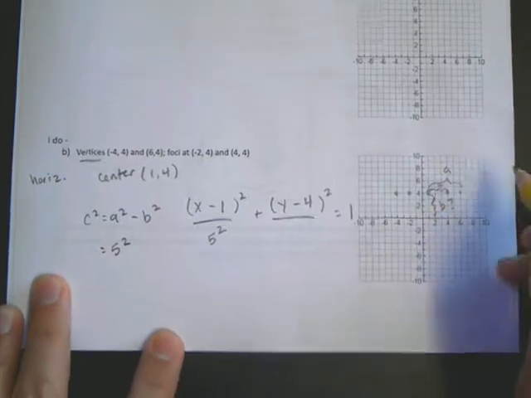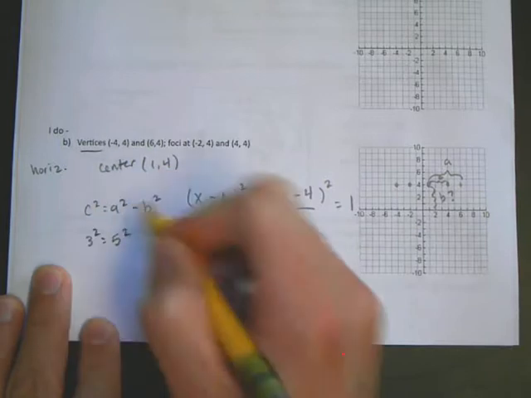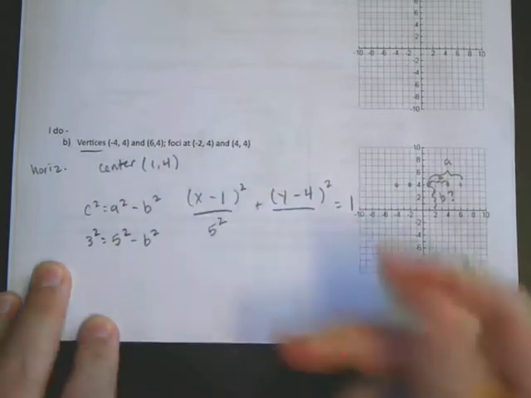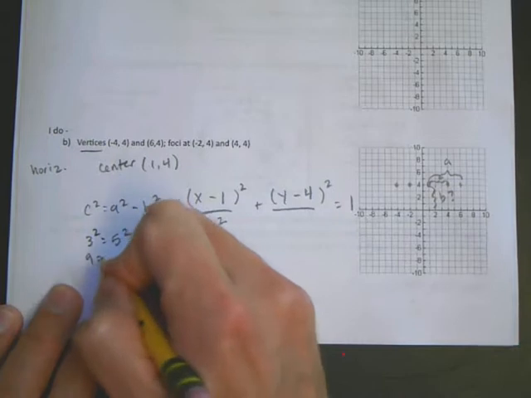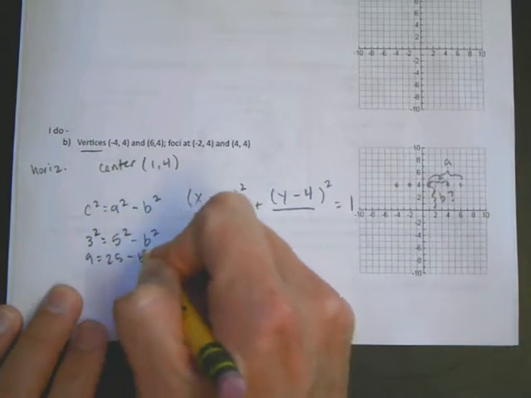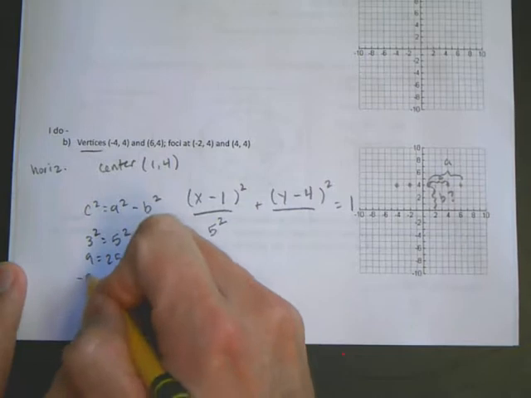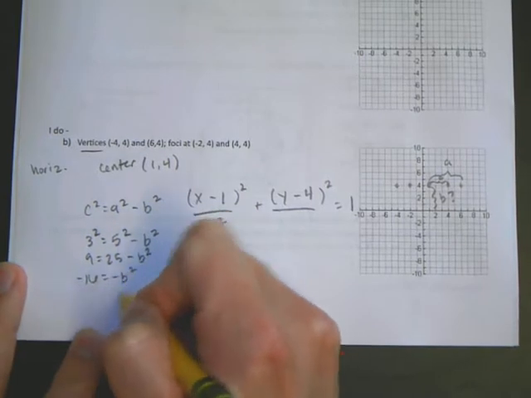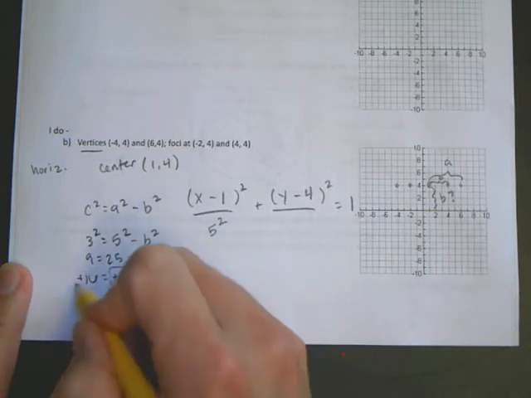So 3 squared, and we're looking for b squared. Now we just have to solve. 9 minus 25, when we move that over, gets us negative 16. Divide both by negative 1. Perfect. Take the square root of b squared, and you get b equals 4.